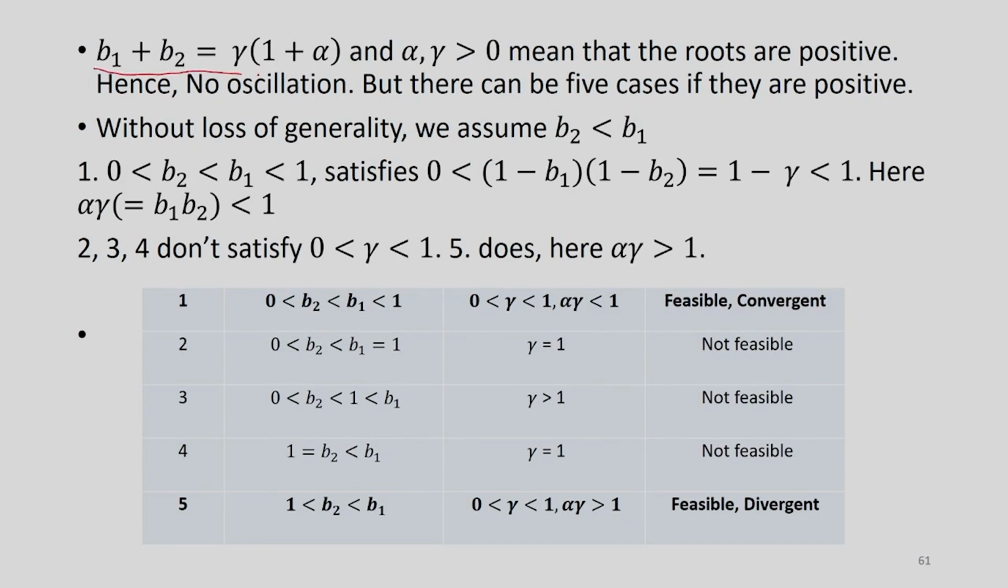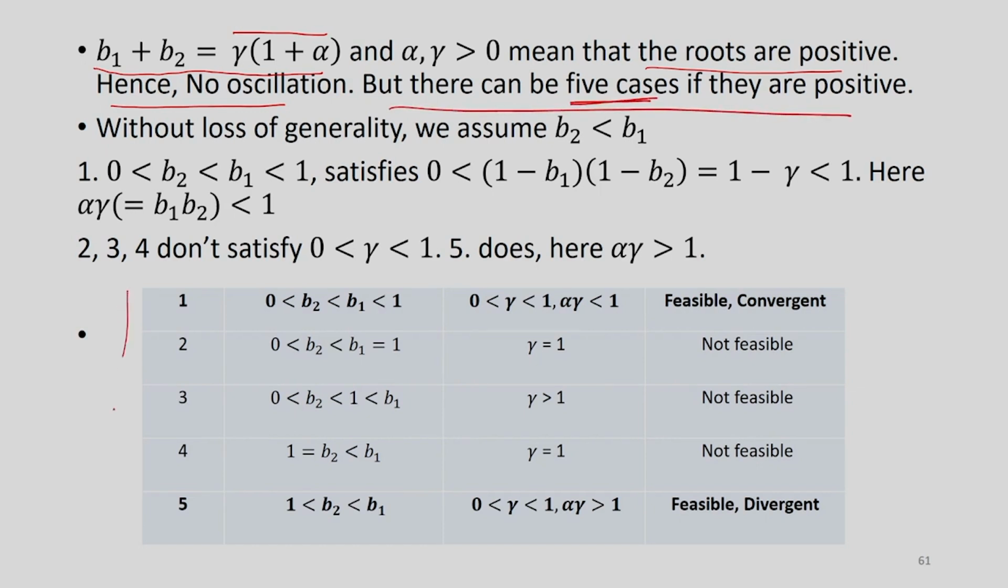We know also that the summation of the roots is given by gamma multiplied by 1 plus alpha, which is positive. So, the summation of the roots is positive, therefore the roots individually cannot be negative, which means there is only one possibility, that the roots are positive. If the roots are positive, then we know there is not going to be any oscillations. So, roots are positive, but even if the roots are positive, actually there are 5 cases here.